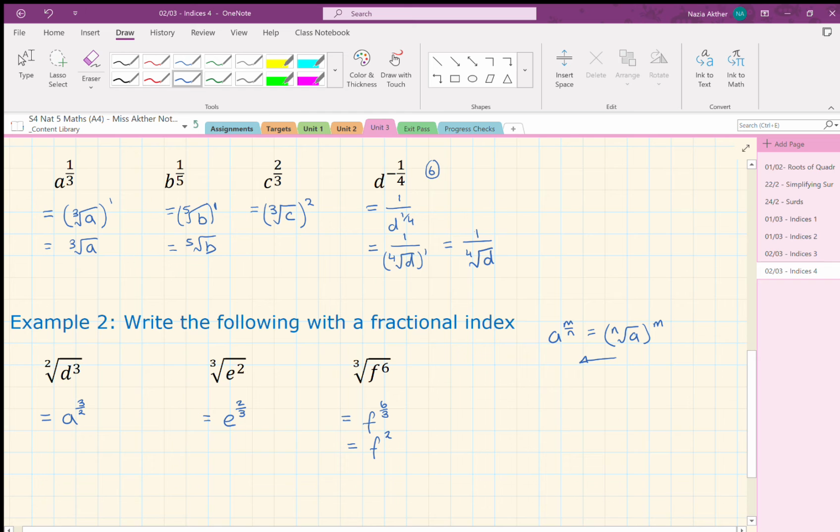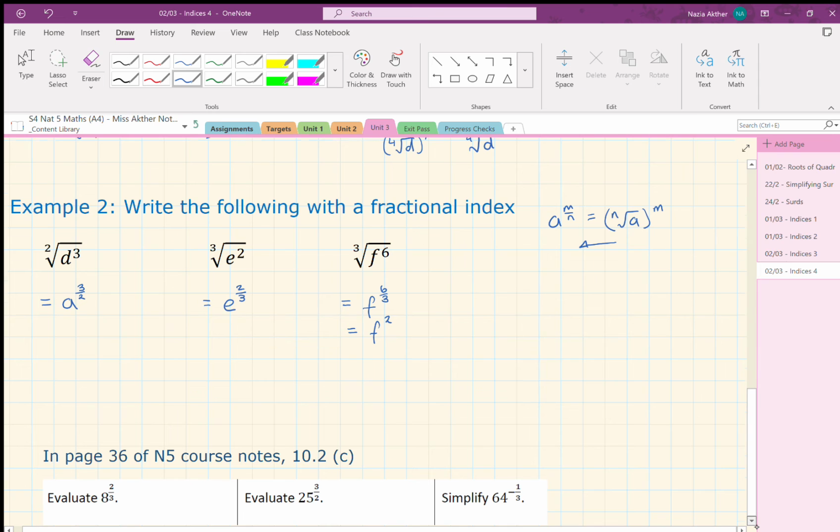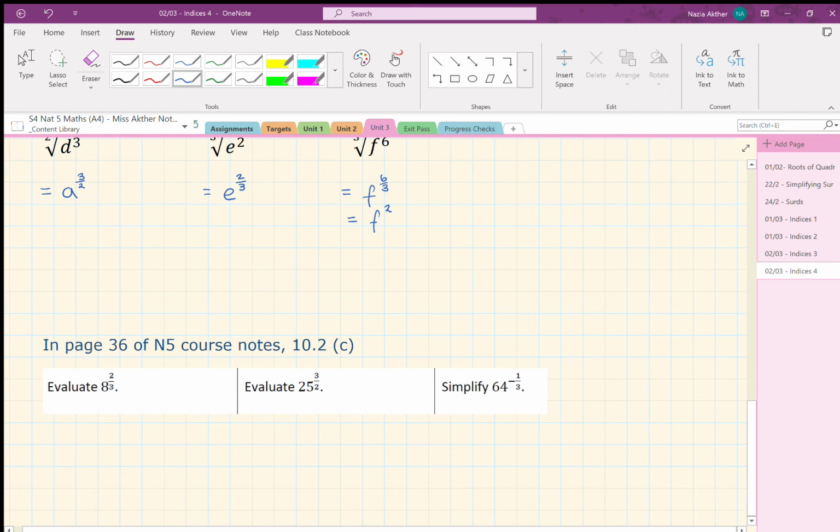Now we're going to look at some examples from your course notes. So this is on page 36 of your National 5 course notes. It's section 10.2C, where we're asked to evaluate these expressions that involve fractional powers. The first one, I have got 8 to the power of 2/3. So I must evaluate 8 to the power of 2/3.